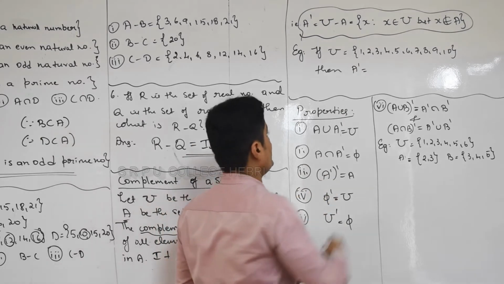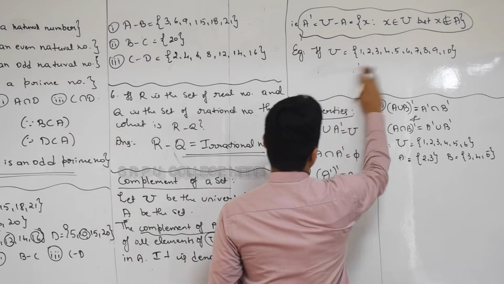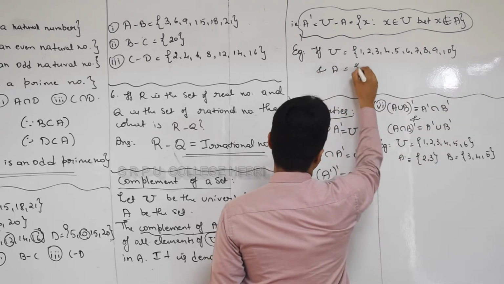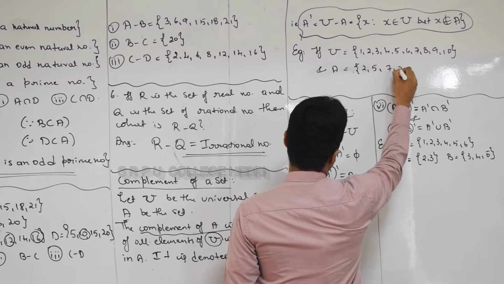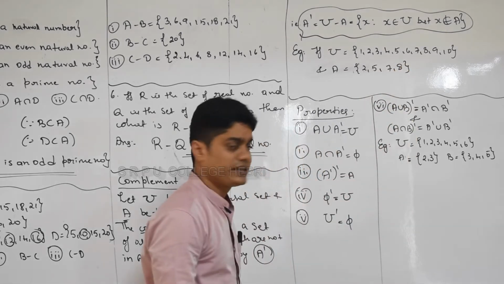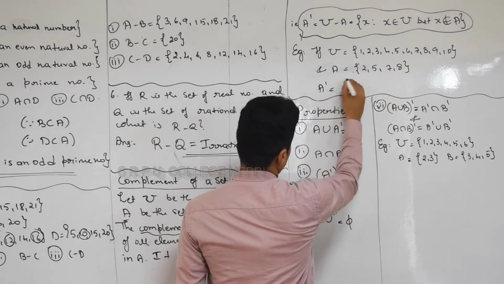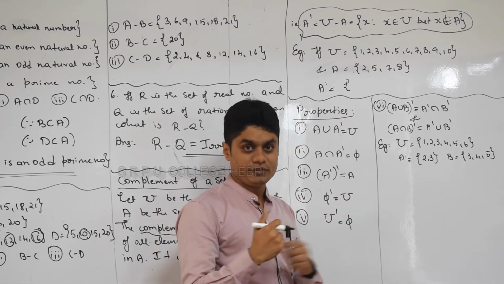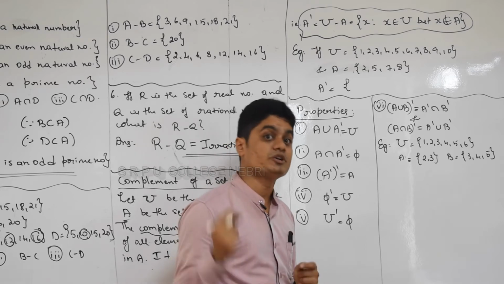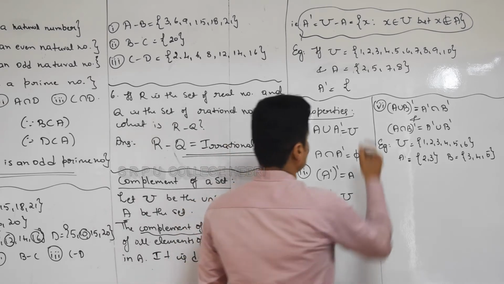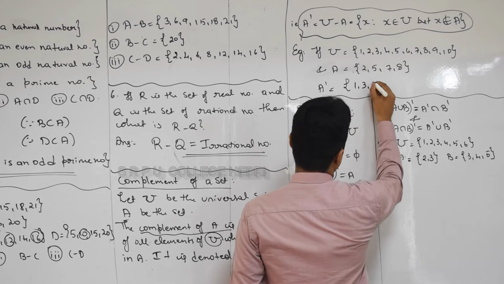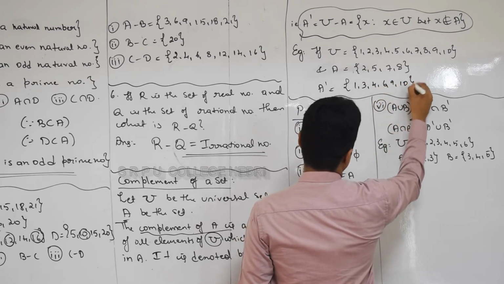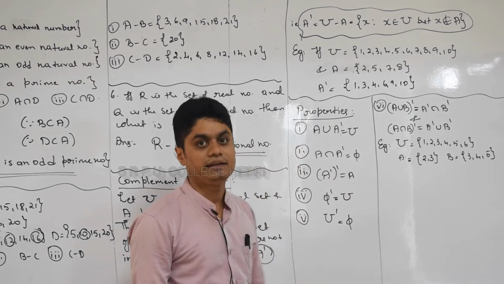See, for example, if U is equal to 1, 2, 3, 4, 5, 6, 7, 8, 9, 10 and A is equal to 2, 5, 7, 8. Can you tell me what is A complement? What should we do? Remove A from U. That is, we must remove the common elements between A and U, from the universal set. So we get 1, 3, 4, 6, 9 and 10.